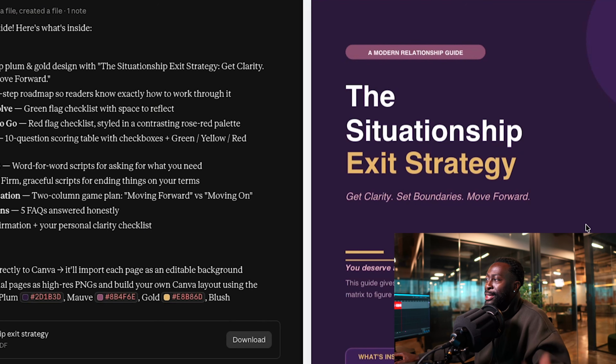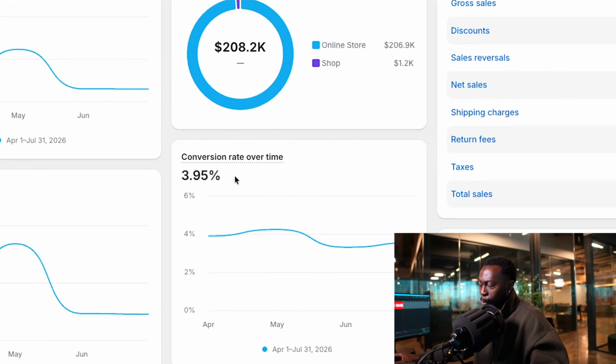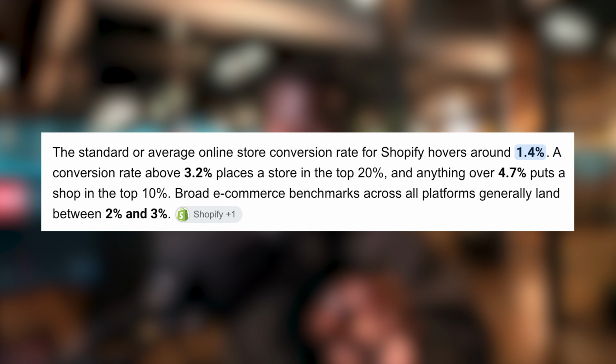And once Claude AI gives me the PDF guide, I'm not done. Sure, you can leave it like this and test it. However, you won't sell much at all. Just look at my conversion rate, almost 4%, and that is double what the standard online conversion rate is. So I know what I'm talking about and give it to you guys raw.